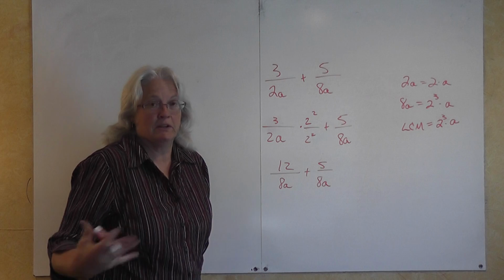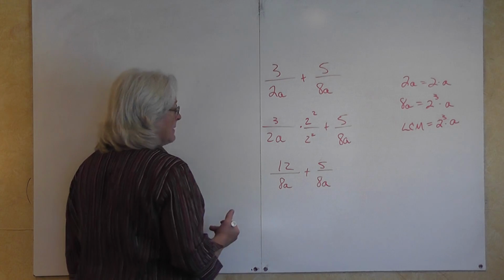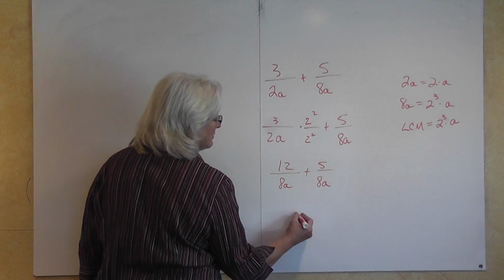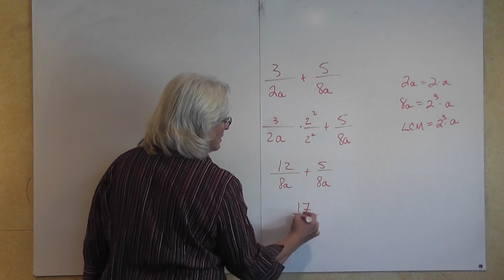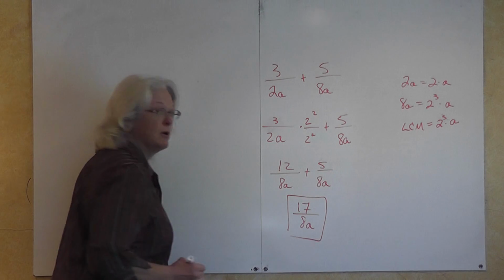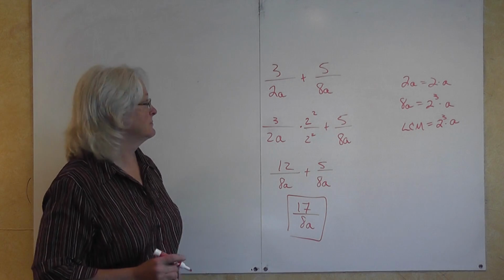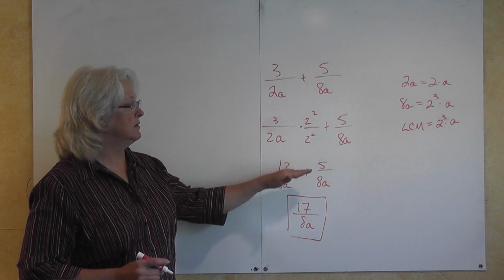I mean, it seemed right to me, it didn't seem like the number that I remembered from the problem. We have a common denominator of 8a. You add the numerators together. 12 plus 5 is equal to 17. And that's all we've done here.